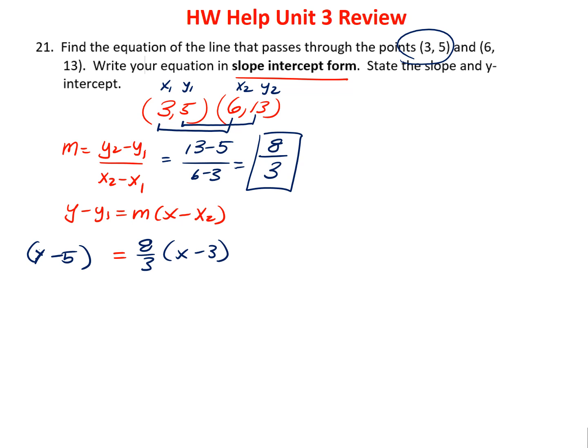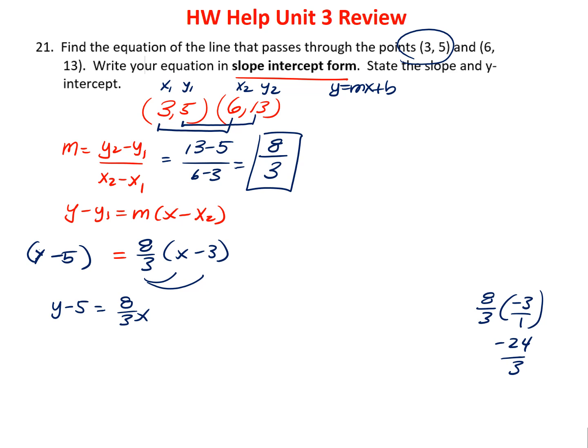And now all we have to do is go into the slope-intercept form, which is y equals mx plus b. So we're going to distribute here. So we get y minus 5 equals 8/3 x, and then 8/3 times negative 3. Notice if you struggle with this, 8/3 times minus 3, change that to a fraction over 1, multiply across, negative 24 on top, 3 on the bottom, so that is a negative 8. So this is going to be minus 8. And now undo the subtract 5 by adding 5. And we get y equals 8/3 x minus 3.